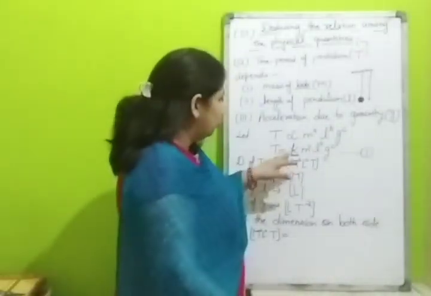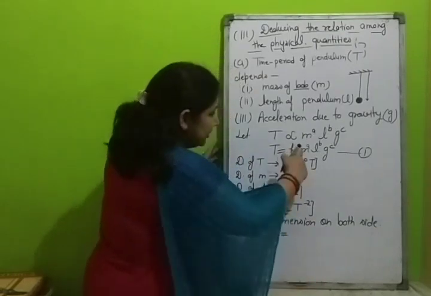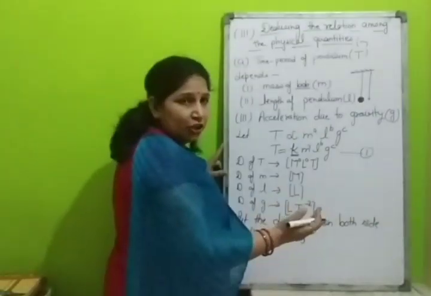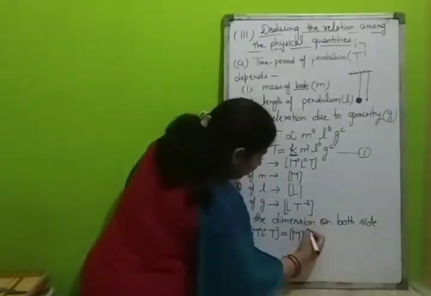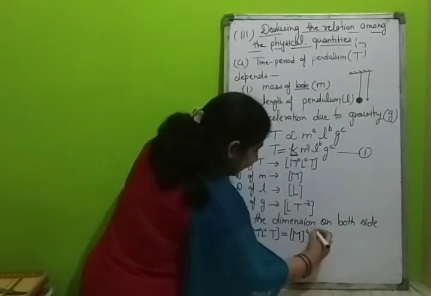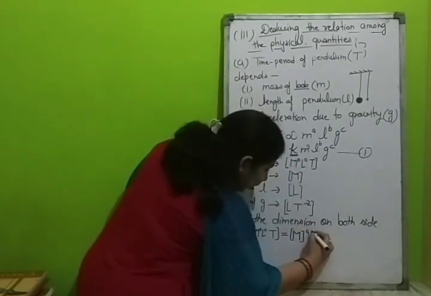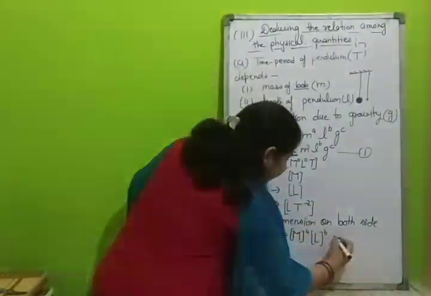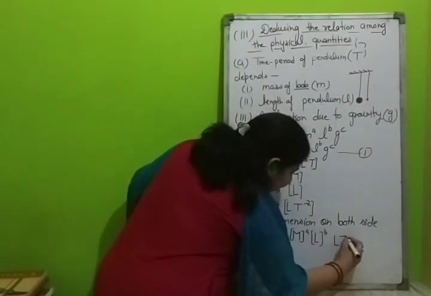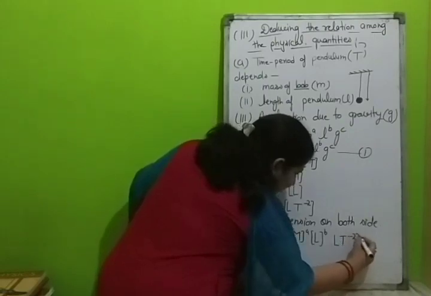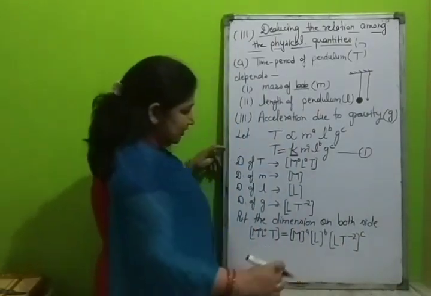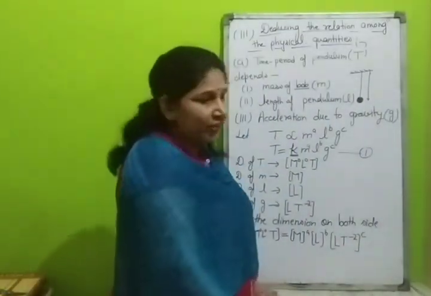Here there is no dimension of K. Next step is dimension of M, and the power of small m will be same as the power of dimension of M, that is A. Next term is L, and the dimension of L is L, and the power of small l should be same as the power of dimension of L. Then next G, G means LT minus 2, dimension of acceleration, and the power of acceleration is C, it will be same as the power of dimension of acceleration.